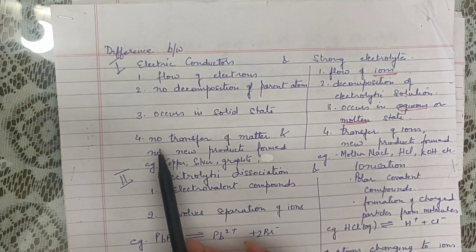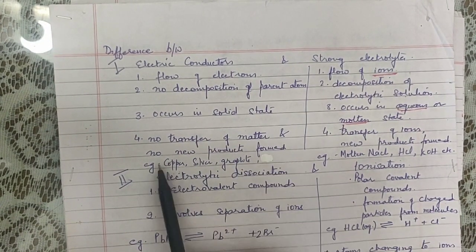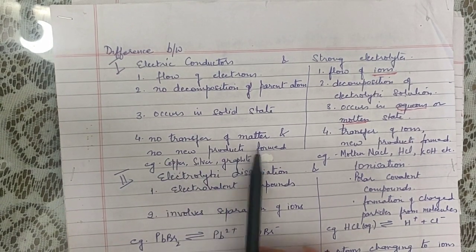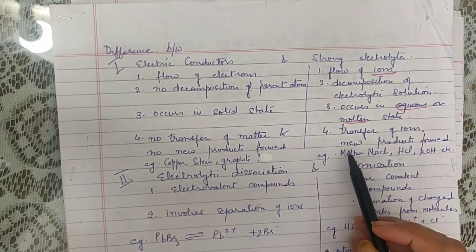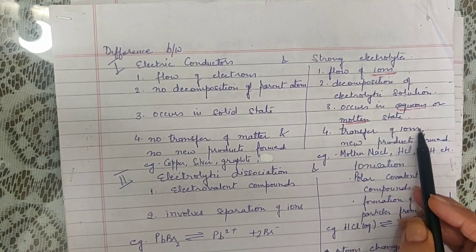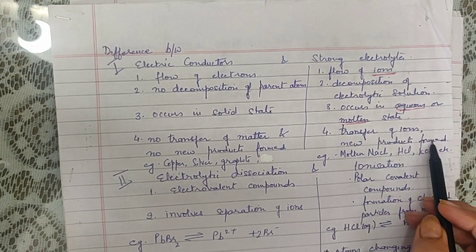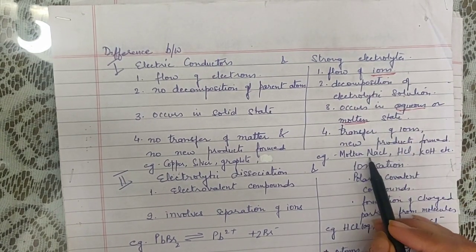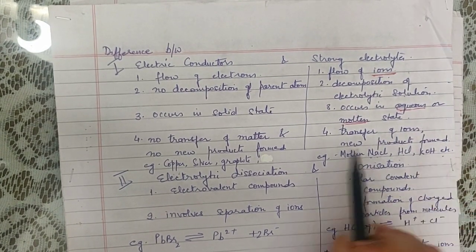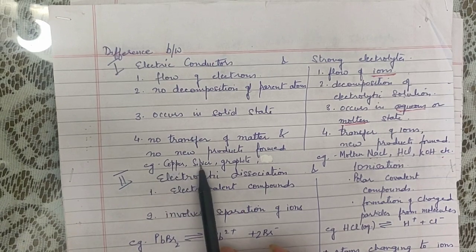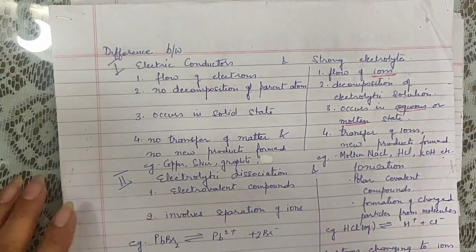In case of electric conductor, no transfer of matter and no new product is formed. In case of strong electrolytes, transfer of ions occurs to either the cathode or to the anode and new products are formed. Examples of electrolytes are NaCl, HCl, KOH, etc. and electric conductors are copper, silver, graphite, etc.